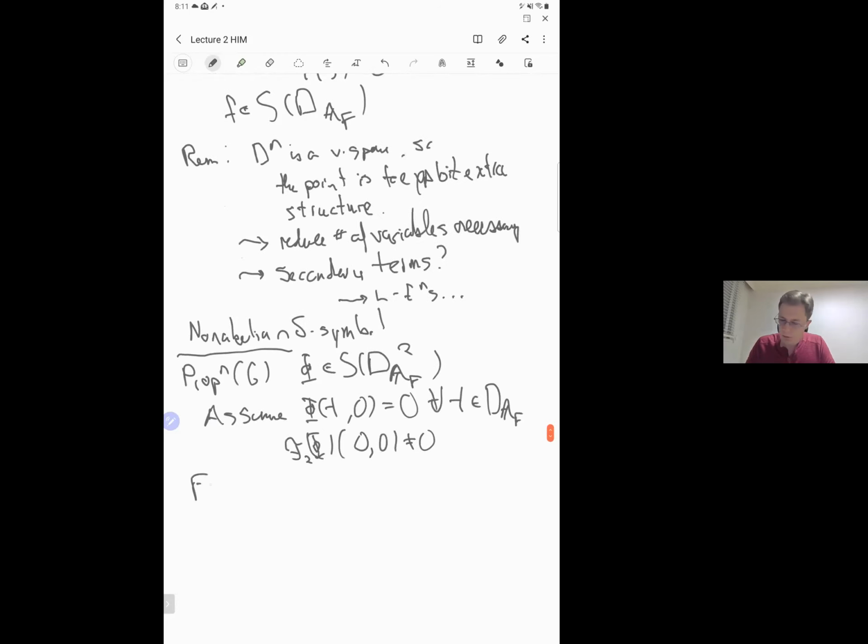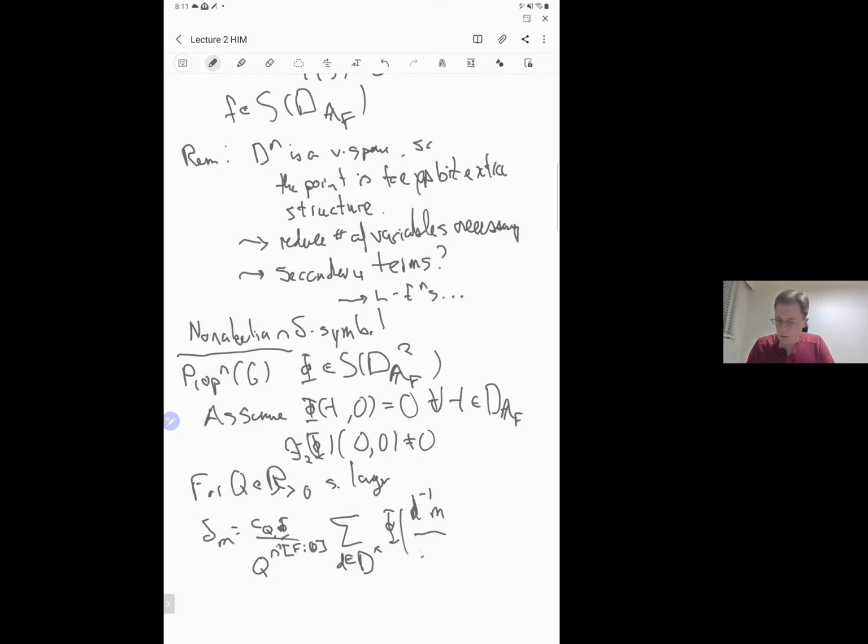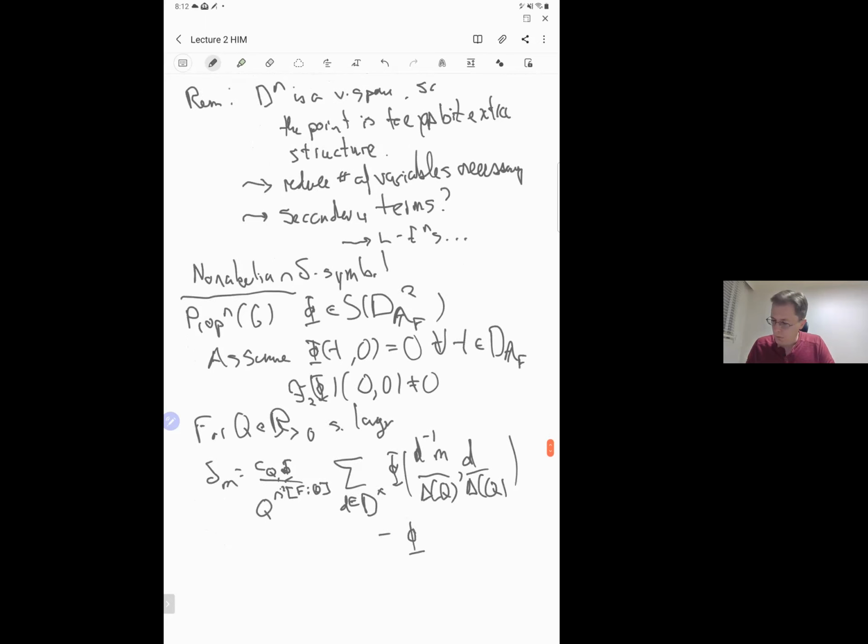All right, and then for q that's sufficiently large, we have delta(m) is equal to c_q times E over Q n squared F over Q of the sum over d in D times of phi(d inverse m over delta q, delta over q) minus phi(d over delta q, m d inverse over delta q).